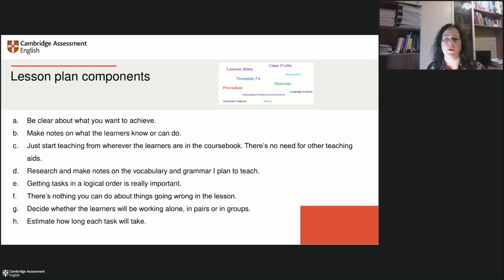Yes, okay. A is about lesson aims for sure. We are not matching, we are identifying the false statement. Great ideas, I agree. You have already mentioned that A is about aims, and without a clear understanding of what you want to achieve, you can't run a good lesson. Making notes on what the learners know or can do, what's that about?